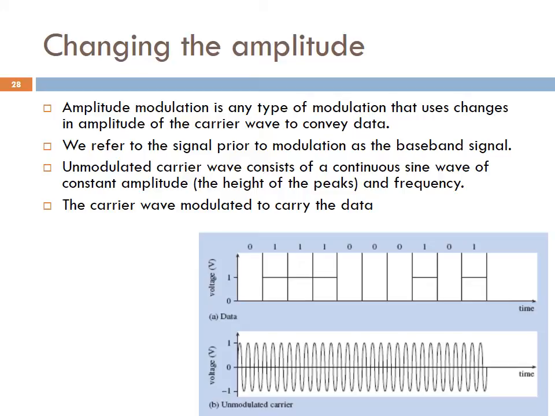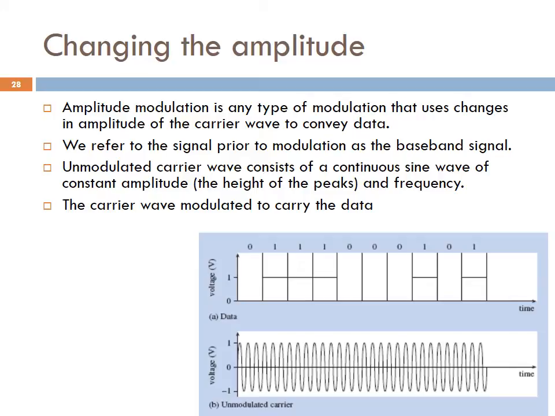How can we modulate a signal by changing its amplitude? Amplitude modulation is any type of modulation that uses changes in amplitude of the carrier wave to convey data. We refer to the signal prior to modulation as the baseband signal, as you can see in the following figure. An unmodulated carrier wave consists of a continuous sine wave of constant amplitude, the height of the peaks, and frequency.